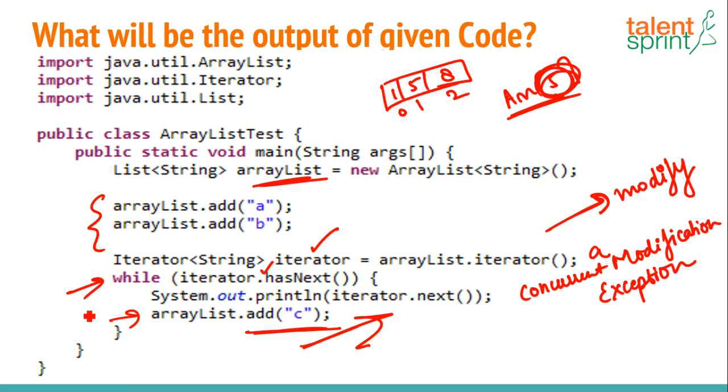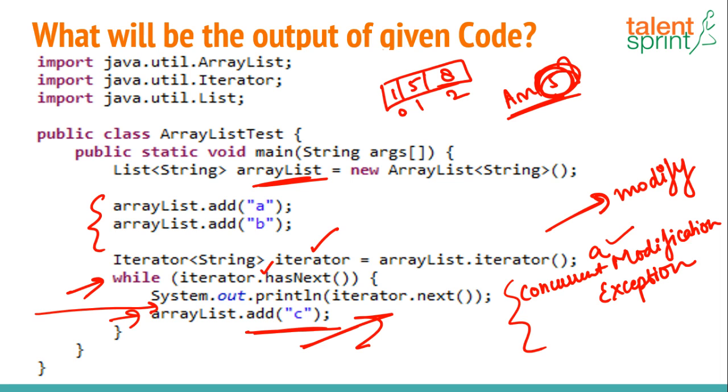So till this point, till this System.out.println, everything will work fine. The iterator will go to hasNext, it will take the first value, that is A, and it will print it. As soon as it goes to the next one where it tries to add, it will give you this exception, concurrent modification exception.